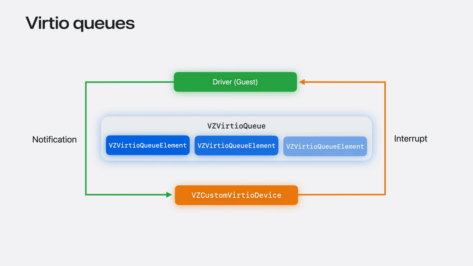In macOS 27, the VZCustomVirtioDevice class can be used to implement your custom device. Your app sets a delegate on the device. This delegate will be notified when the guest enqueues data on its queue. You can also initiate activity in the guest by triggering an interrupt on the device.